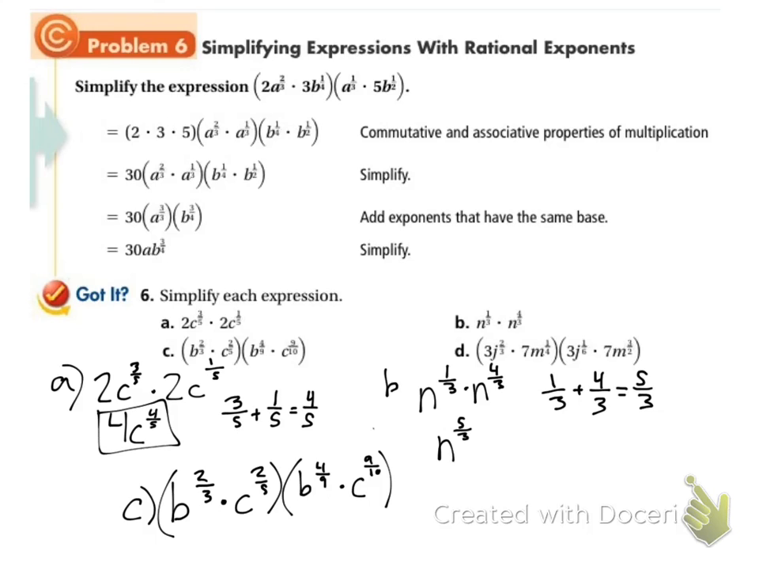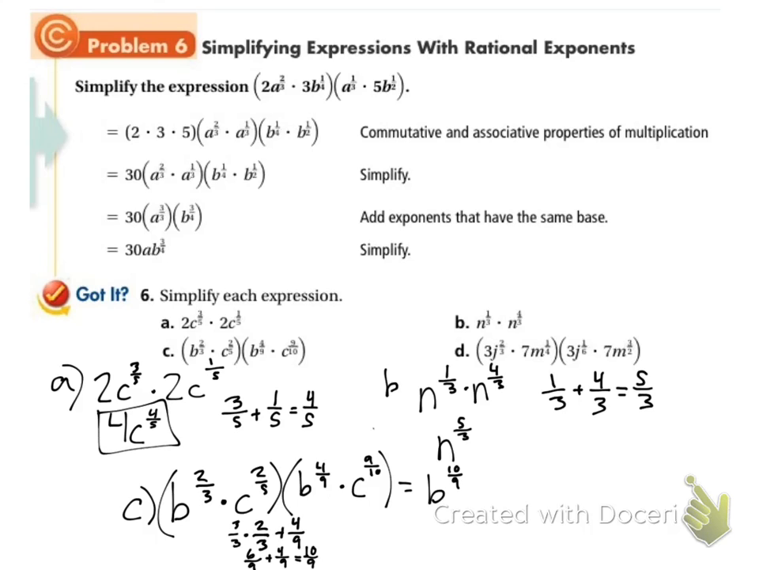So to figure out my b exponent, I need to add them, right? So I've got 2/3 plus 4/9. Well, these don't have common denominators, so I can't add them just like that. So I'm going to multiply this one by 3/3. So I get 6/9 plus 4/9, which gives me 10/9. So my exponent for my b is 10/9.